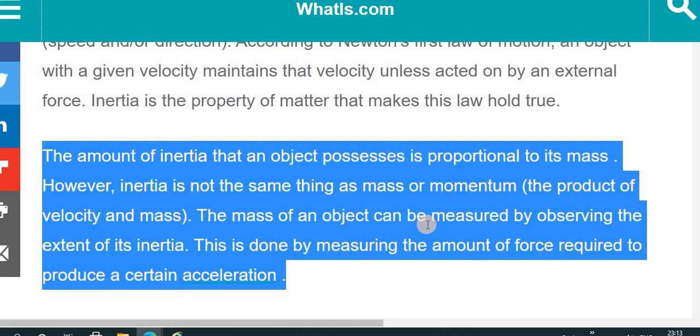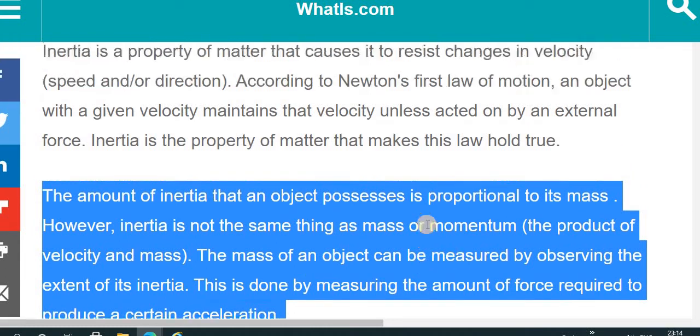If the momentum of the object is more, then the inertia is more. You can say that inertia is not the same thing as mass or momentum, where momentum means the product of the velocity and the mass. The mass of an object can be measured by observing the extent of its inertia, but this is done by measuring the total amount of force that we require to produce a certain acceleration.